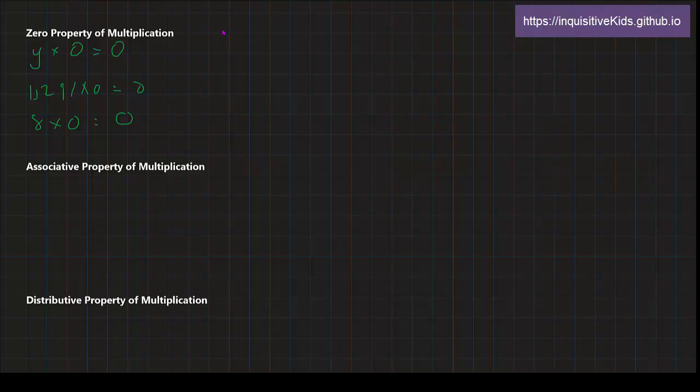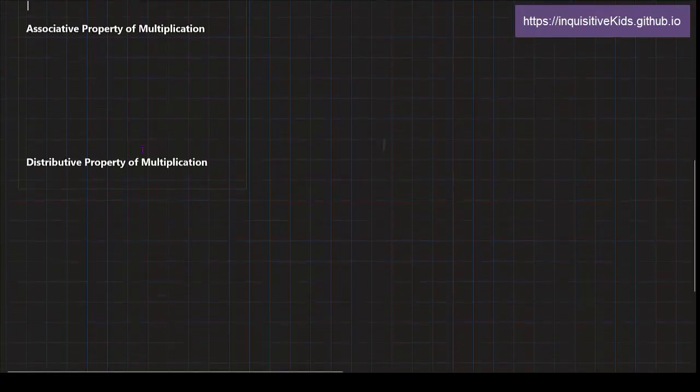And how can you prove this? Well, if you think about it, say we have 8 times 0. What does 8 times 0 really mean? Well, it's either 8 groups of nothing or no groups of 8. Either way, you still end up with 0 things. So that's the zero property of multiplication.